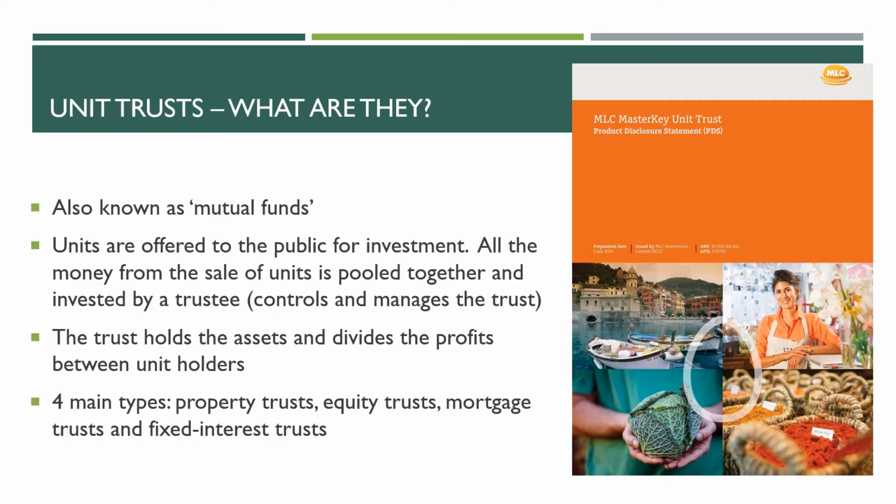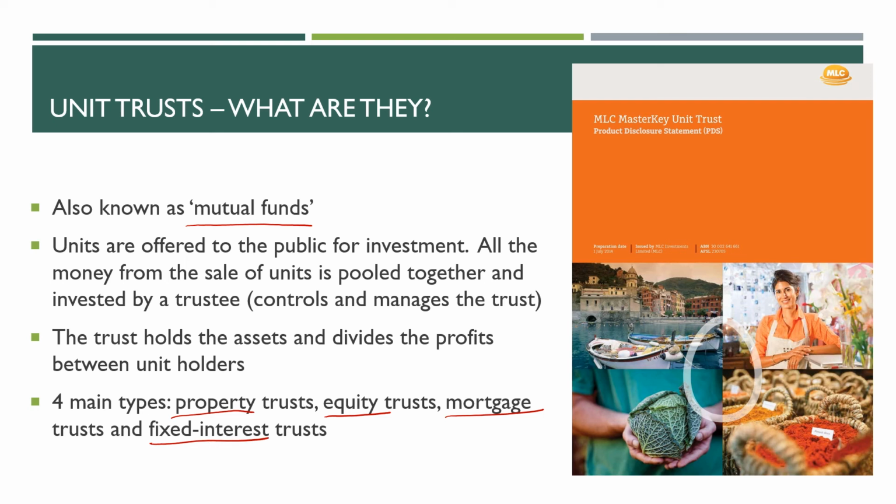Unit trusts. This is another really interesting one. It's also known as a mutual fund. So if you see that floating around the internet, especially in the UK, they're the same sort of thing. What units are is they pool together funds from investors, and all that money that gets pooled together is then invested into a range of different sort of assets. And there's 4 different types of unit trusts. You can have a property trust, an equity, so that's like shares in businesses, mortgages, so you can actually invest in loaning people out mortgages and the interest earned you can get back, and also fixed interest trusts.